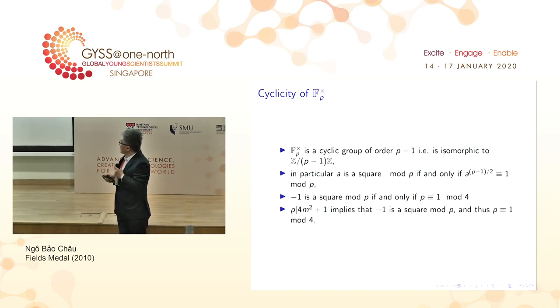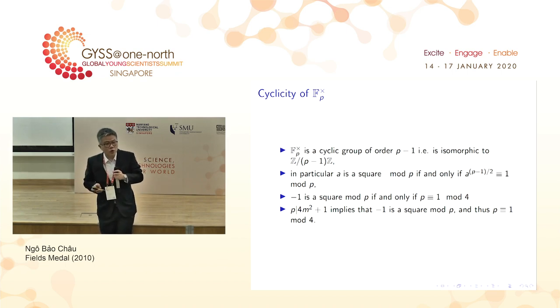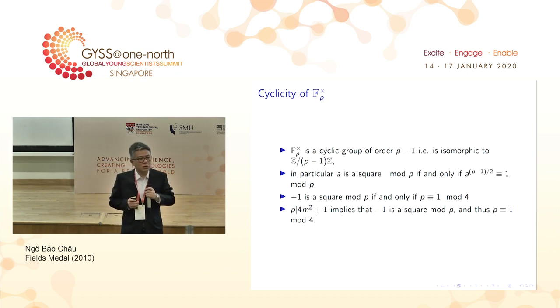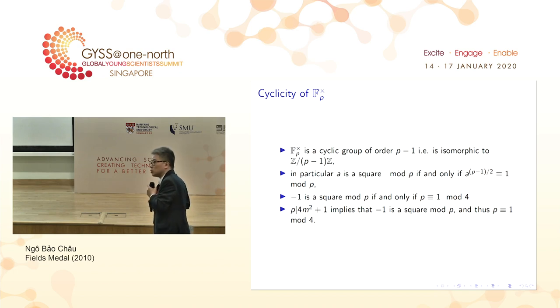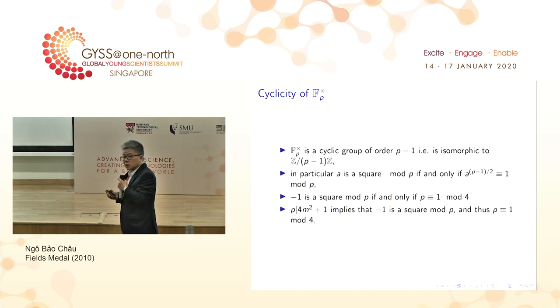So for instance, from this fact, you can ask the following question: is negative 1 a square mod P? By what just came before, you know that it is a square if you raise it to the power P minus 1 divided by 2 and get 1. Well, if P is congruent to 1 mod 4, this is an even number, and then you get 1. If it is congruent to 3 mod 4, this is an odd number, and negative 1 is still negative 1. So negative 1 is not a square.